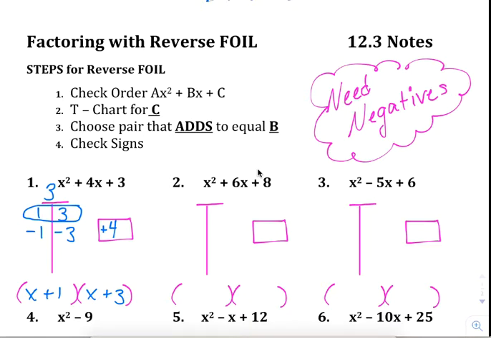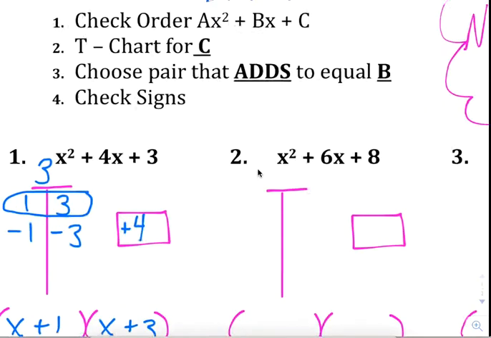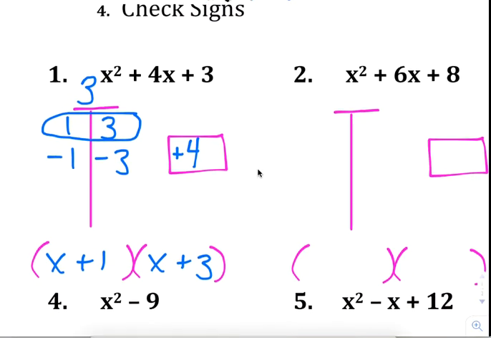Okay, so we're going backwards today. Let's go ahead and start with problem 1. I'm going to talk through it. First thing, I'm going to take my last number C and put it on top of the T-chart. I'm going to list out my whole set of factor pairs. So 1 and 3, same numbers, same order, opposite signs, so -1, -3. 2 doesn't go into 3, so my tree is done.